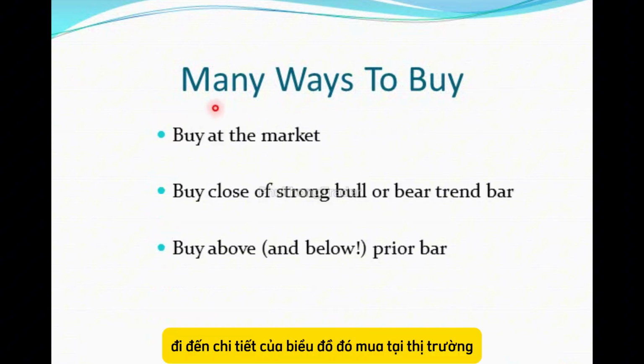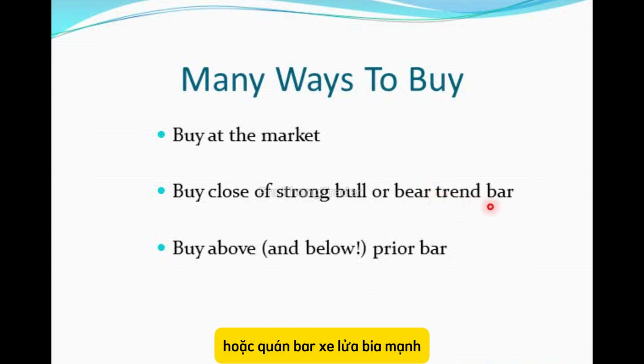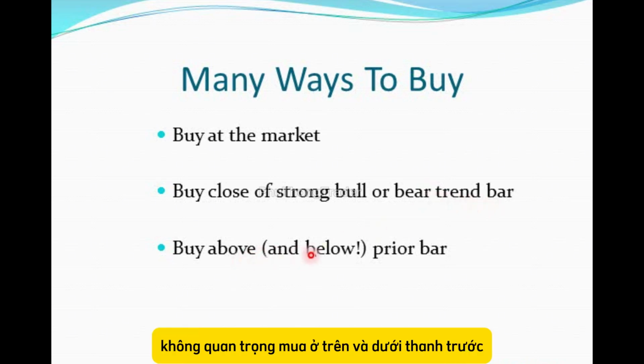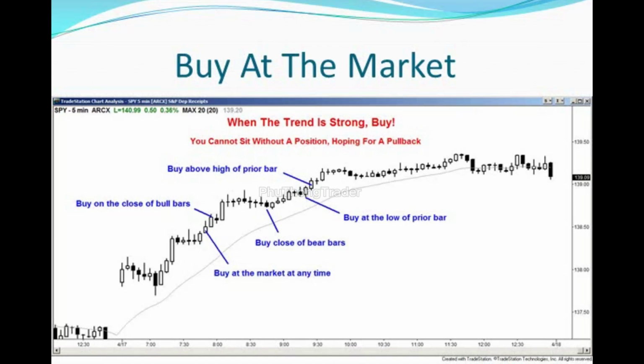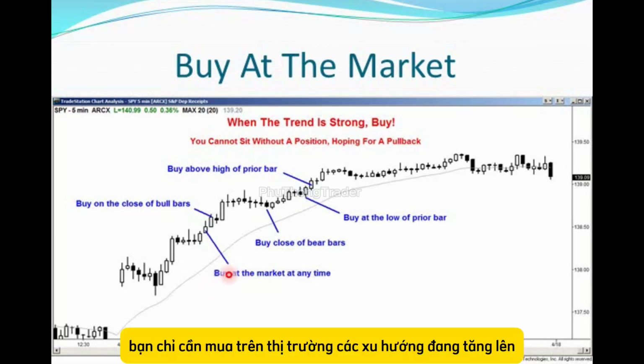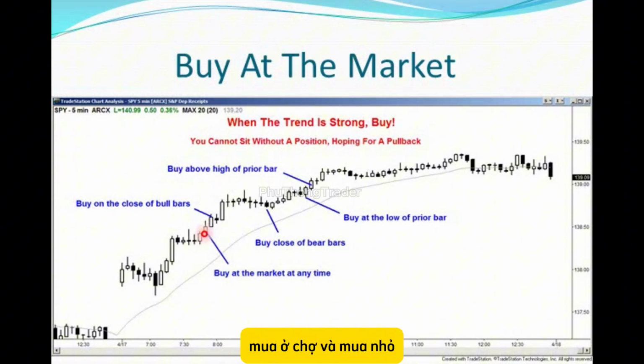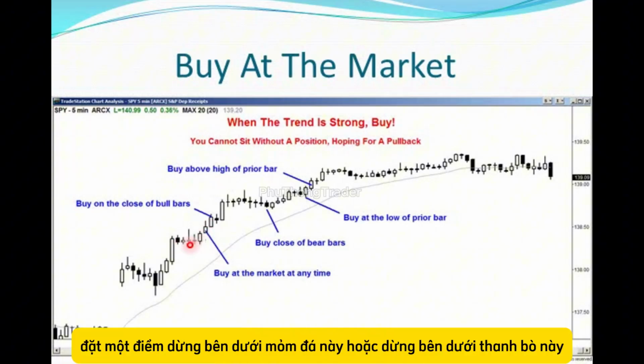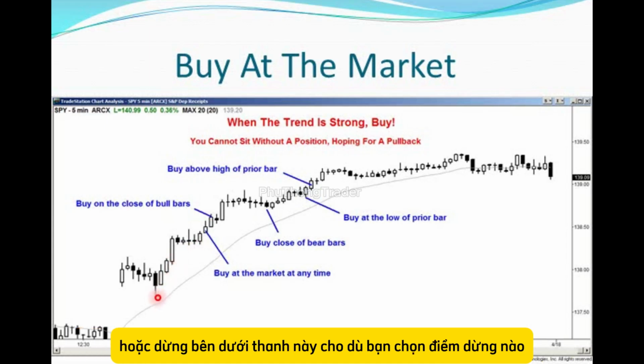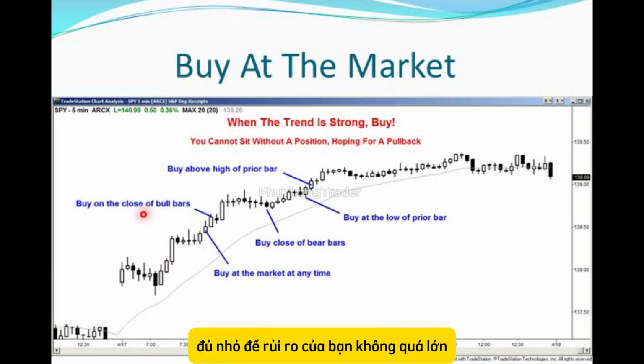Okay, going into the details of that chart, buy at the market, buy at the close of strong bull bars or strong bear trend bars, it doesn't matter. Buy above and below the prior bar. So here's an example. You just buy at the market. The trend's going up, you know it's going up. Buy at the market and buy small. Put a stop below this ledge or a stop below this bull bar or a stop below this bar. Whichever stop you choose, make sure to trade small enough so that your risk is not too big.